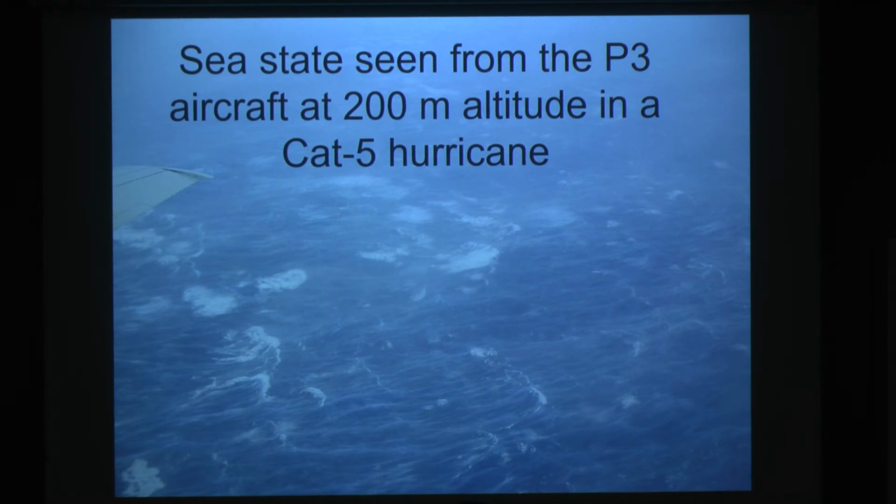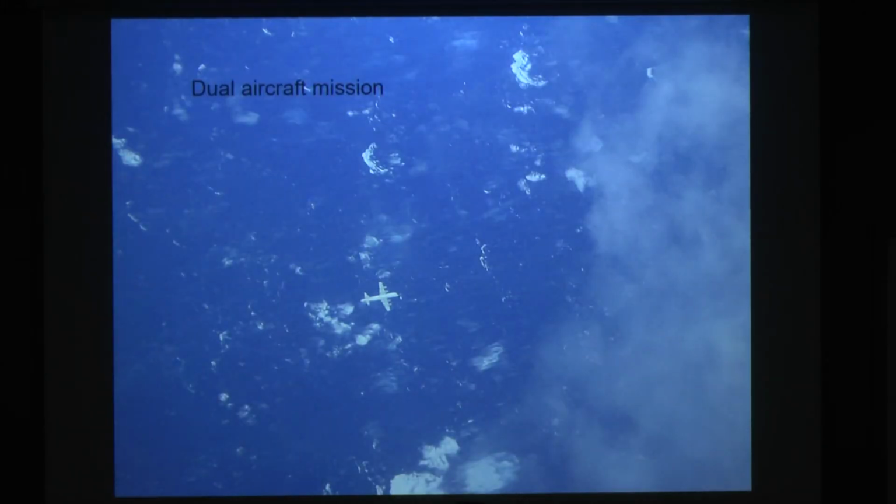This is a real picture, and this is another picture. We did a dual aircraft mission. During stabilized flight, the 42 is flying on top of 43. This was taken by the scientist on 42 of 43. This is within the boundary layer, and this is probably further away from the hurricane where they take this picture.